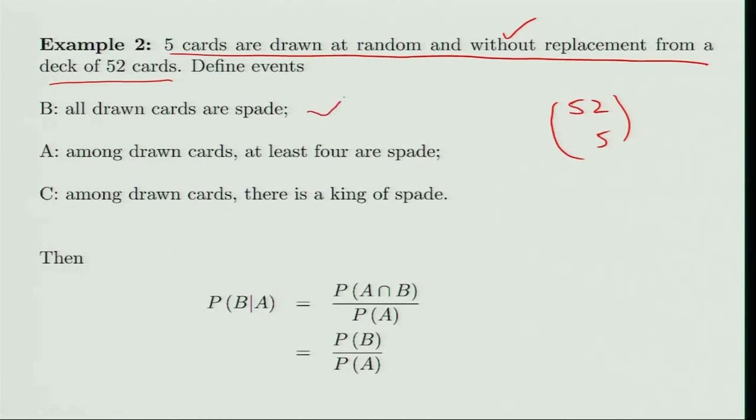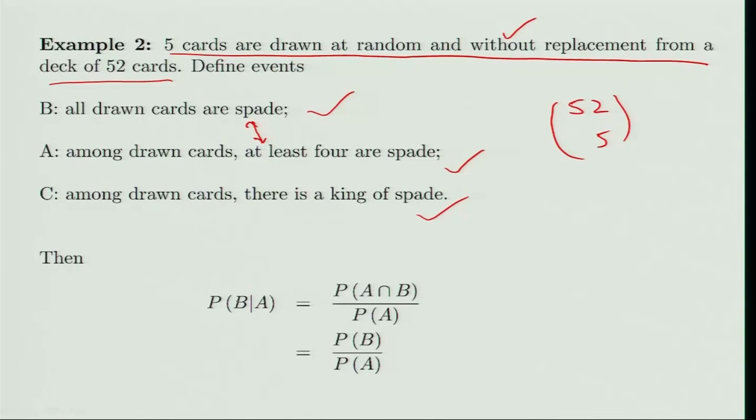Let us look at B, the event that all drawn cards are spade. A is the event that among drawn cards at least 4 are spade. C is the event that among drawn cards there is a king of spade. So let us say all these 3 are there. Now there is some amount of dependence because B says all drawn cards are spade, and A says among drawn cards at least 4 are spade. So there is some dependence over here because they talk about the same spade cards.